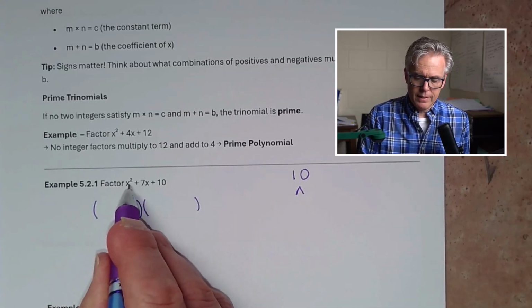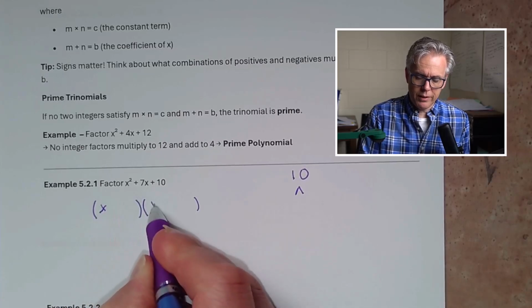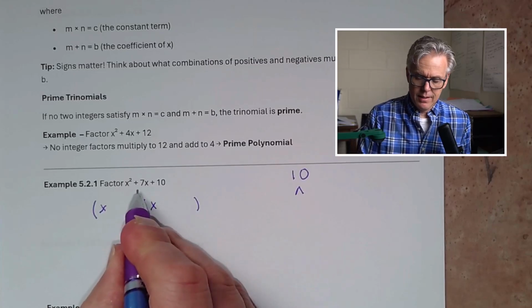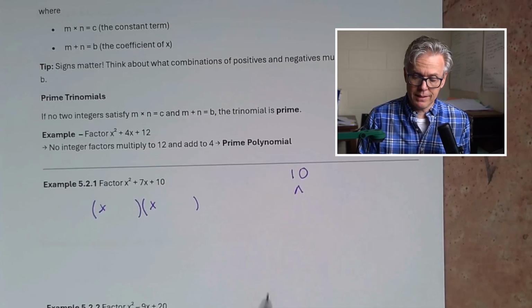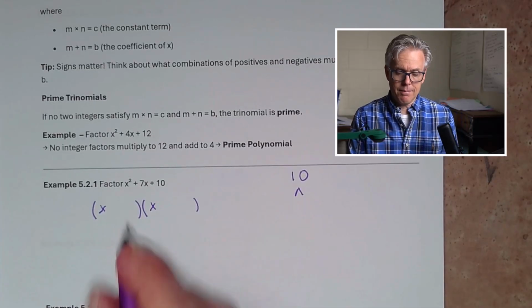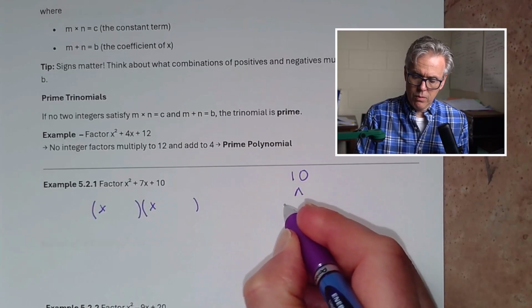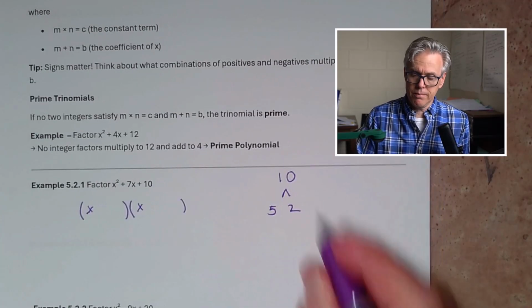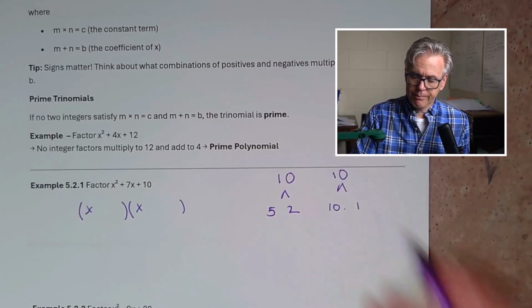So let's start here. When it's x squared, what times what is x squared? Well, the only way to factor x squared is x times x. Those are nice. Now what we do is we look for factors of 10, numbers that multiply to give me 10, but then when I add them, I get the middle term. So I only have two possibilities. It can be 5 and 2, or it could be 10 and 1.